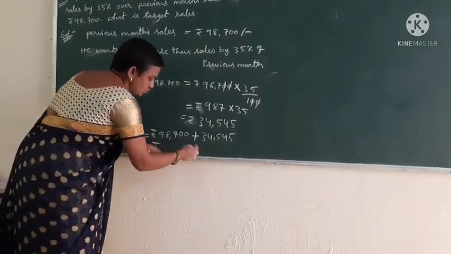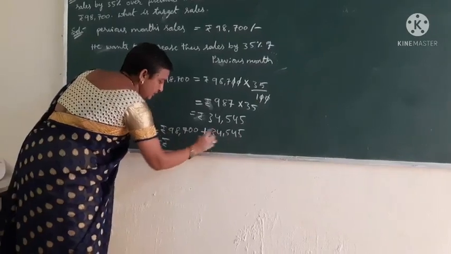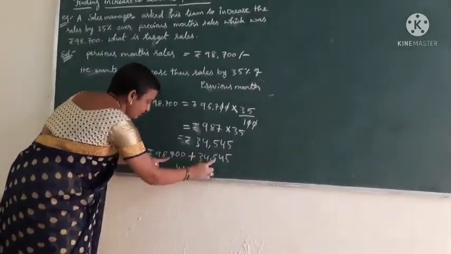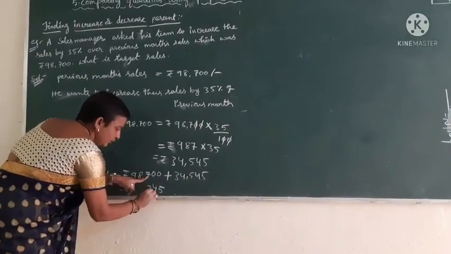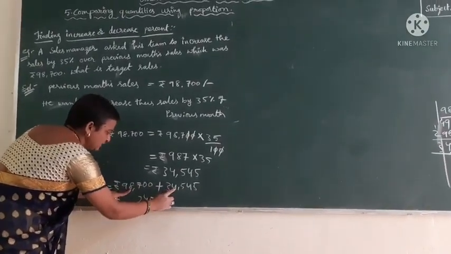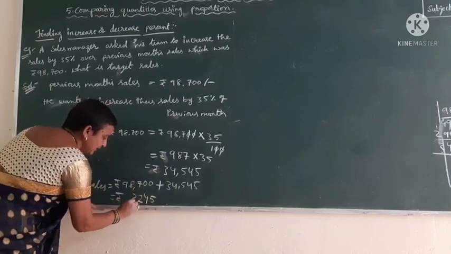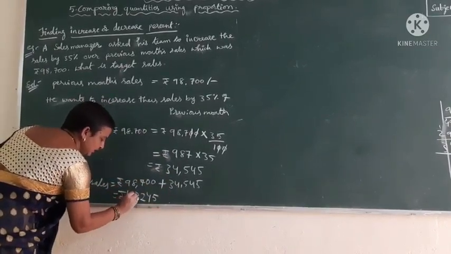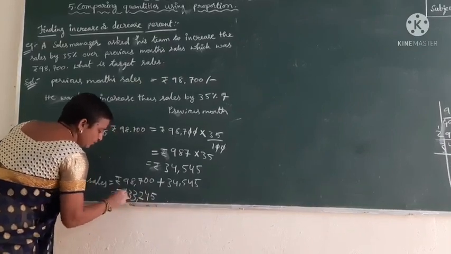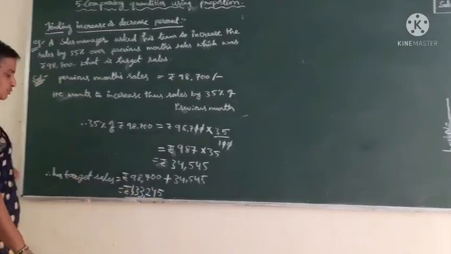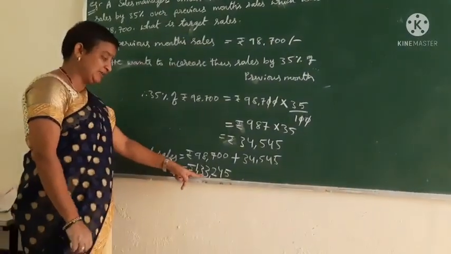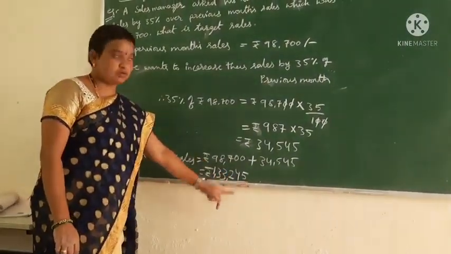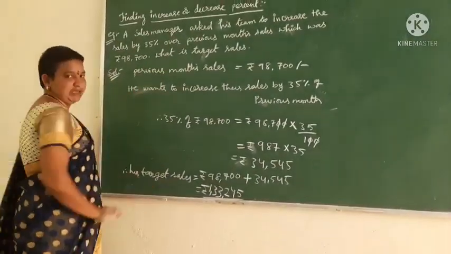We can add these two terms. 5 plus 0, 5. 4 plus 0, 4. 5 plus 7, 12, 2 and carry 1. 8 plus 4, 12 plus 1, 13, 3 and carry 1. 1 plus 9, 10, 10 plus 3, 13. So his target sale for this month is 1,33,245 rupees.